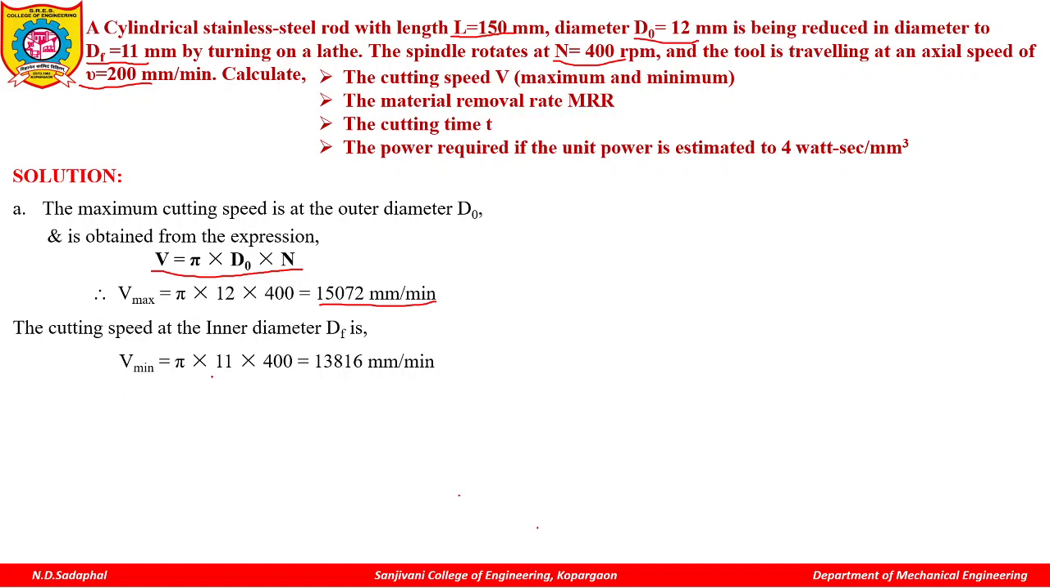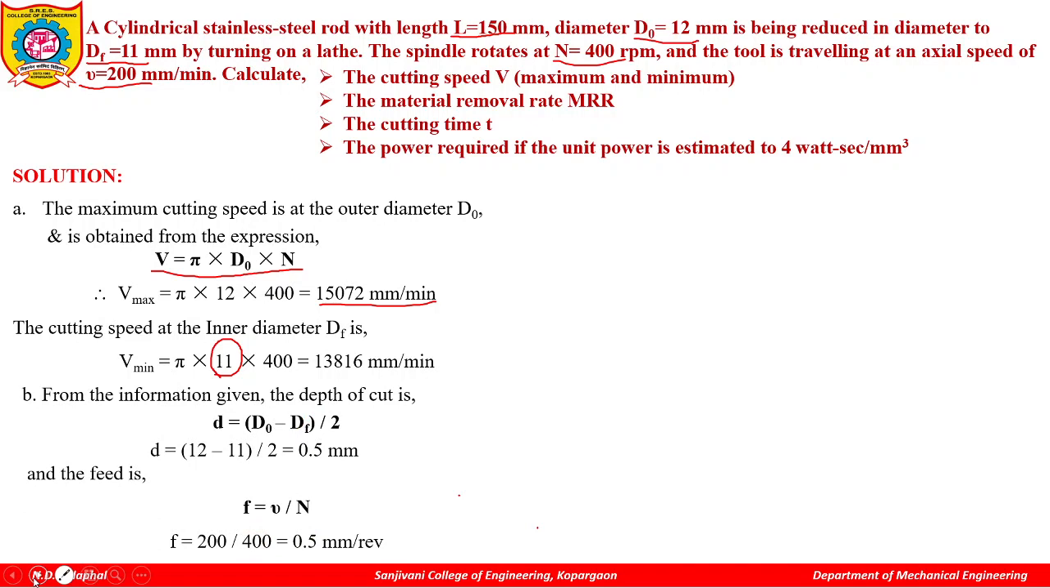For Vmin, simply this value gets changed. So this will be DF. DF is given here, you can see, 11. So you will get the answer 13816 mm per minute.